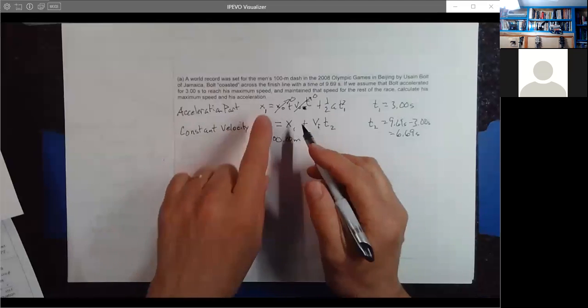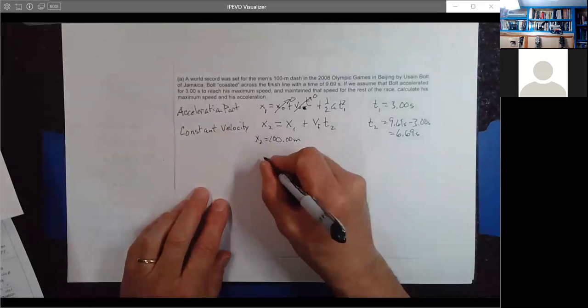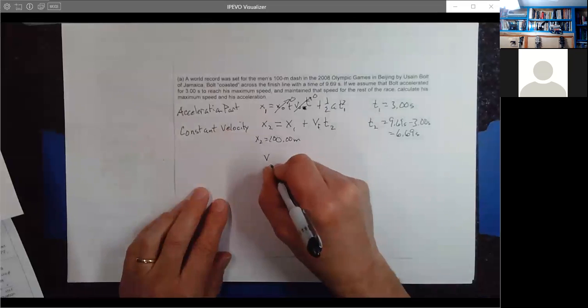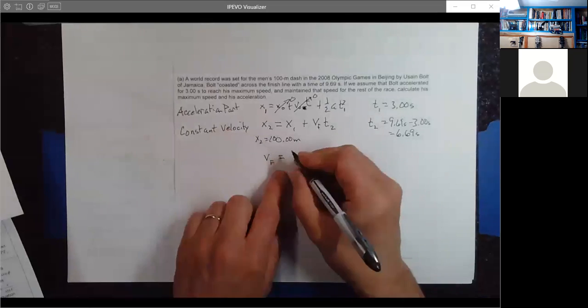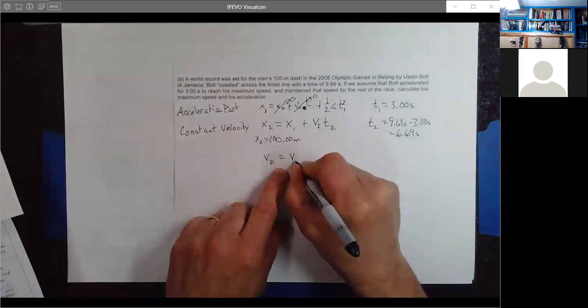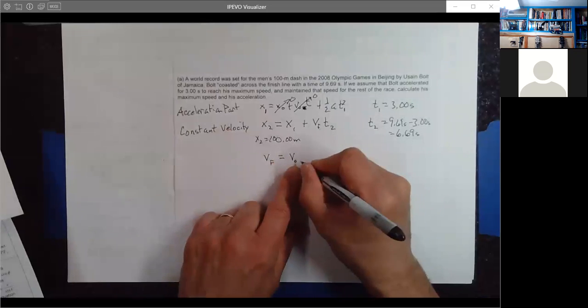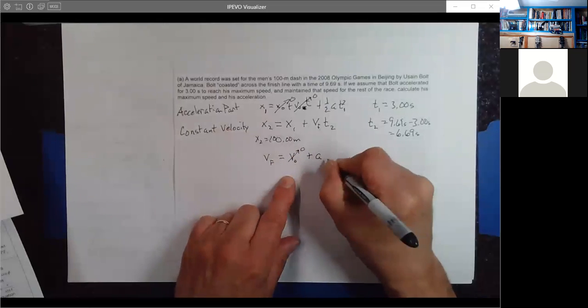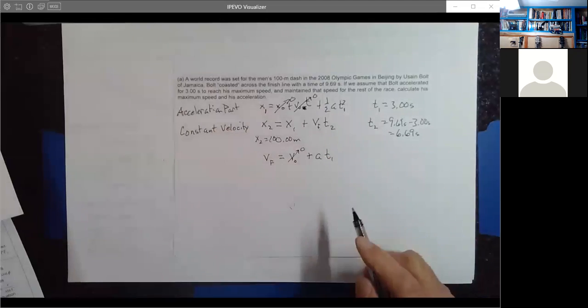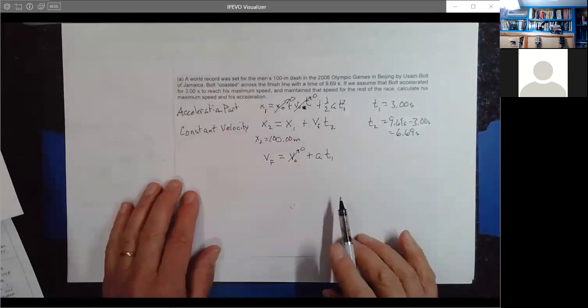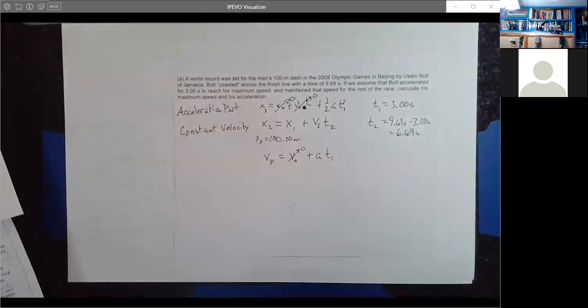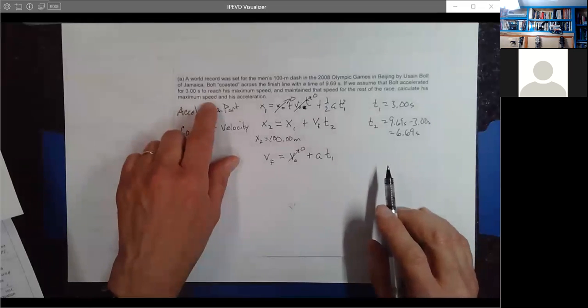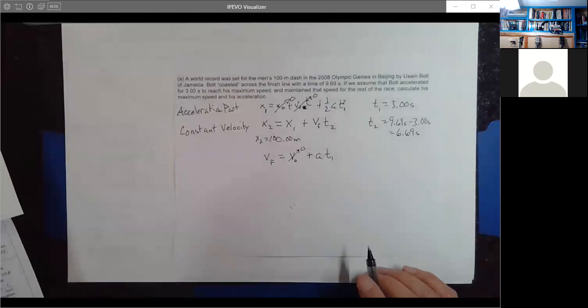Okay, there's one more equation I can get out of the constant acceleration though, and that is that v final, which is the maximum speed he reaches, is going to equal v naught, which is actually 0, he starts from rest, plus the acceleration times t1. And so maybe I can do something between these 3 equations to figure out the maximum speed and the acceleration. So I might be able to do something with that.